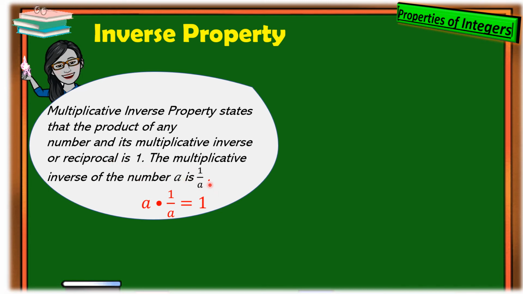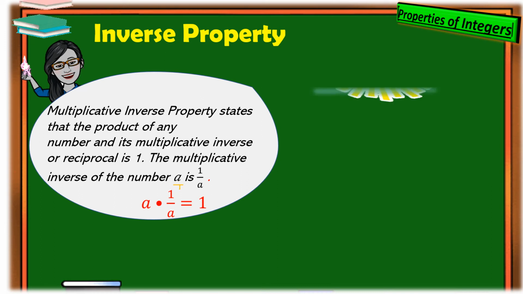The multiplicative inverse of a number A is 1 over A. Ito yung reciprocal niya. Kasi dito, 'di ba, meron tayong over 1 diyan. So ang reciprocal niya is 1 over A. Okay, so therefore A times the reciprocal, which is 1 over A, is equal to 1.